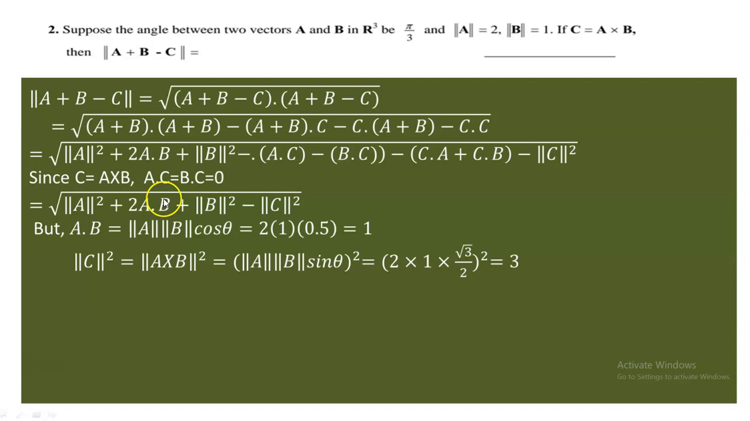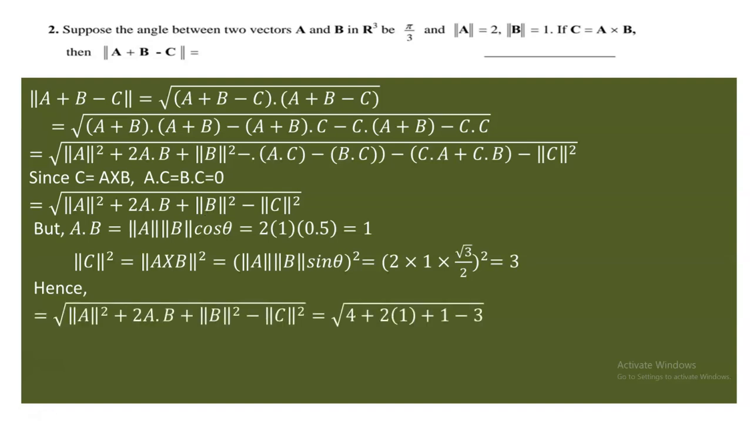We knew what A dot B is, so we already know it's 1. Norm of A and norm of B are already determined here from the given information. Norm of C is already determined, so we can determine these results. And when we come to the output, you are going to have this expression. Here we have norm of A squared is 4, because norm of A is 2, so squaring that is 4, and this is 2 times 1, because A dot B is 1. Norm of B is 1, so its square is 1 again, and this is already determined, it's 3.